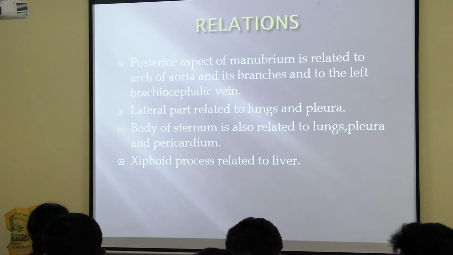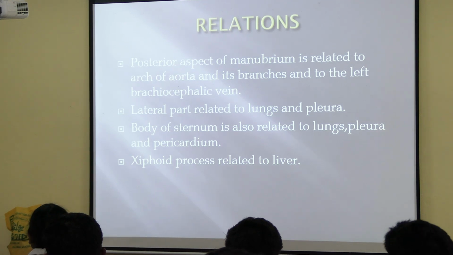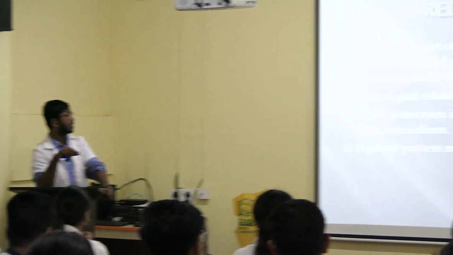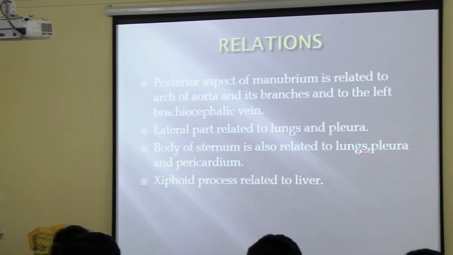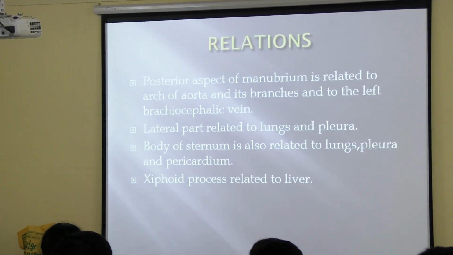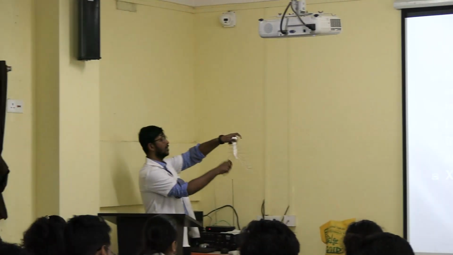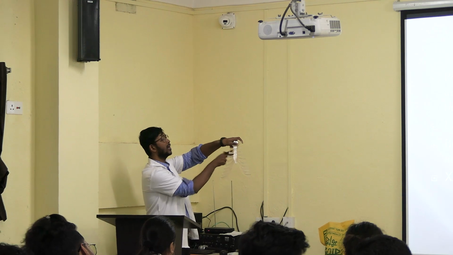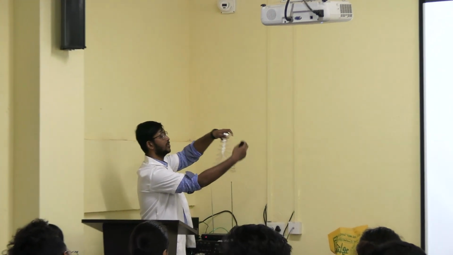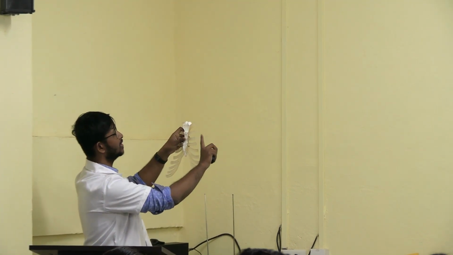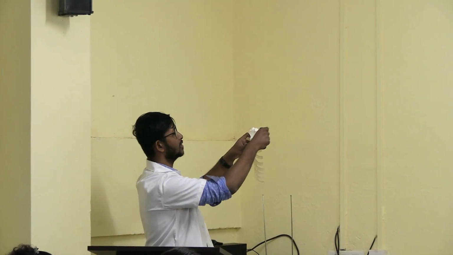Parietal and visceral. Which one is the sensitive part? Okay, you read it. So the body of sternum is also related to lungs, pleura and pericardium. Pericardium means covering of heart. Xiphoid process is related to liver. So basically the xiphoid process is related to liver here, and this is the body. Behind we have the heart as well as the pleura, and the manubrium. Here on the posterior surface is the arch of aorta and the left brachiocephalic vein.